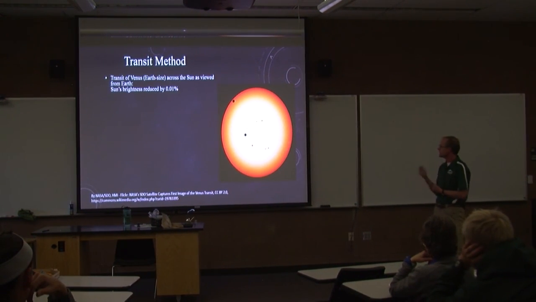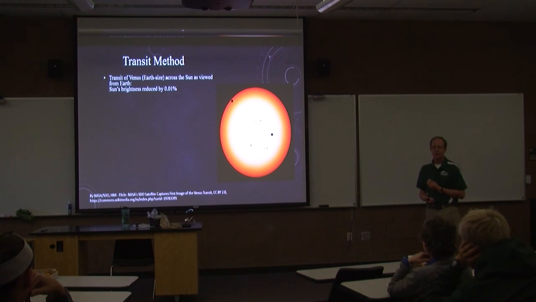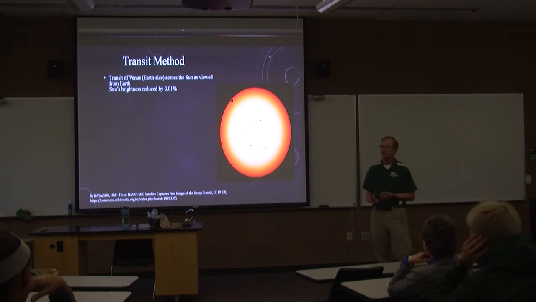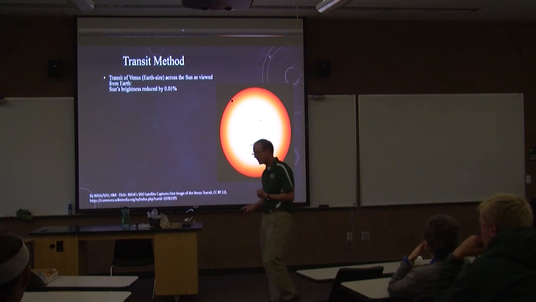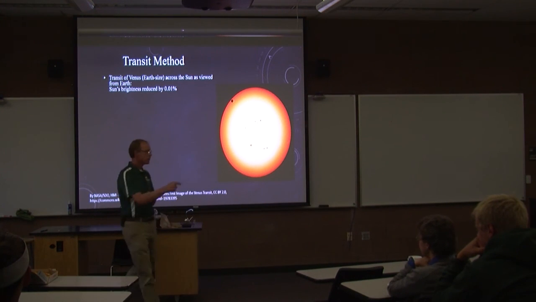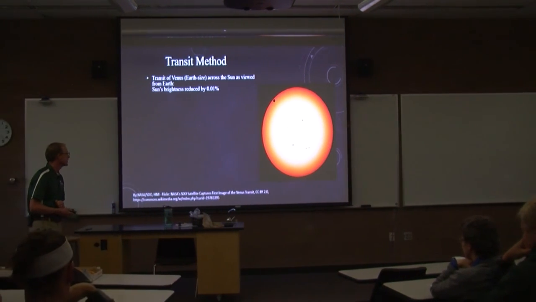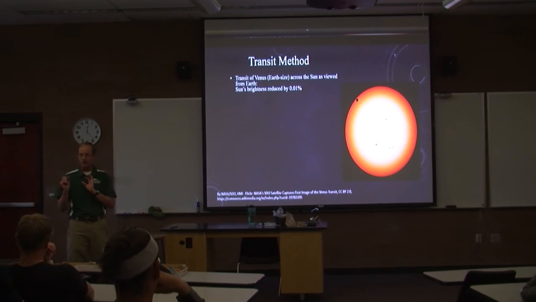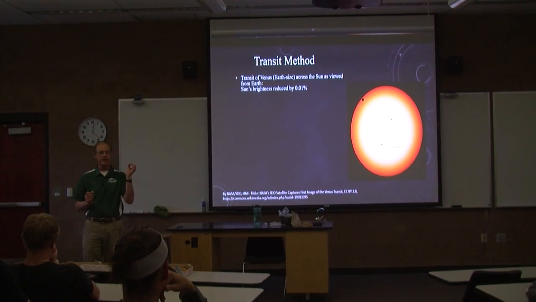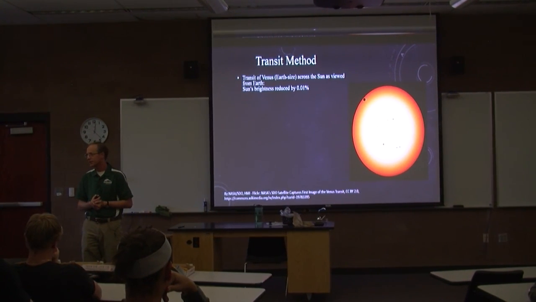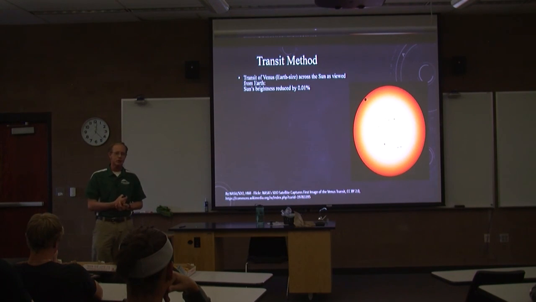The second method is the transit method, also mentioned in that video. The idea here is that you have some planet passing in front of the sun. We've known about transits of Venus for many centuries. So Venus is passing in front, and I just have an animation. You can imagine that shadow blocking out some of the light. If you watch the intensity of the light, it's going to drop as that planet passes in front of the sun.